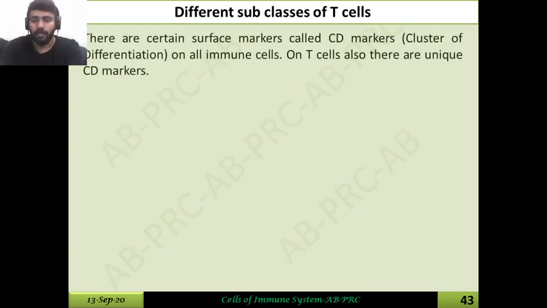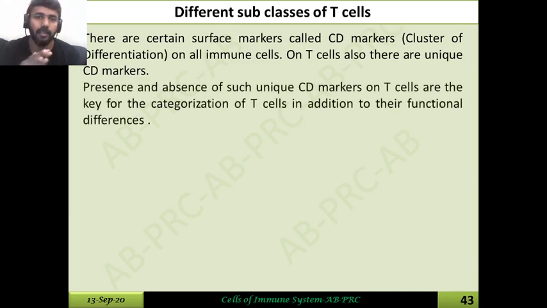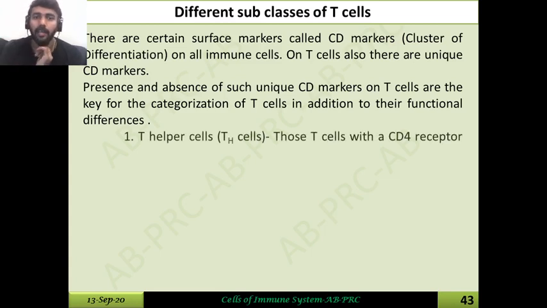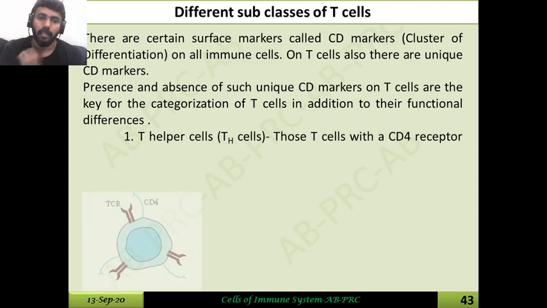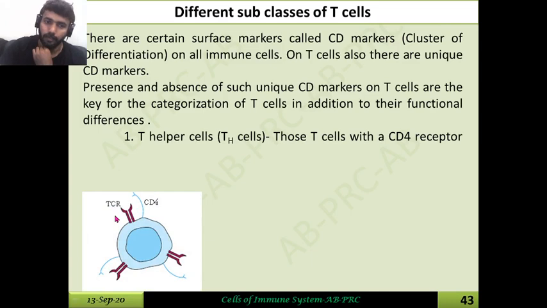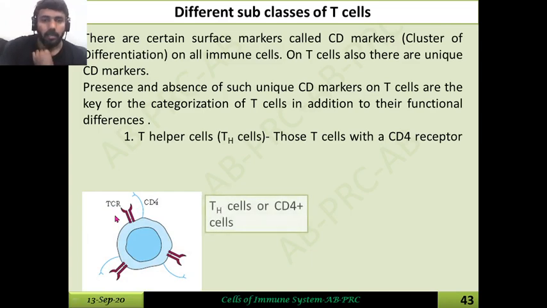Then about the subclasses, we are talking about the T cytotoxic and the T helper cells. So what are they? Based on the CD markers and other functional features, we have differentiated the cells into two major categories. They are called T helper cells and T cytotoxic cells, right. So the T helper cells are the cells with a CD4 receptor. That is the important unique marker to recognize. And you can look at the image. This is the CD4 receptor in addition to the T cell receptor. So these are CD4 plus cells.